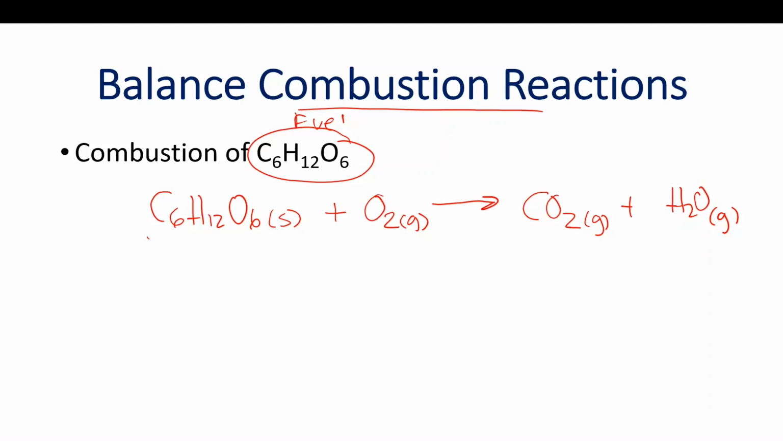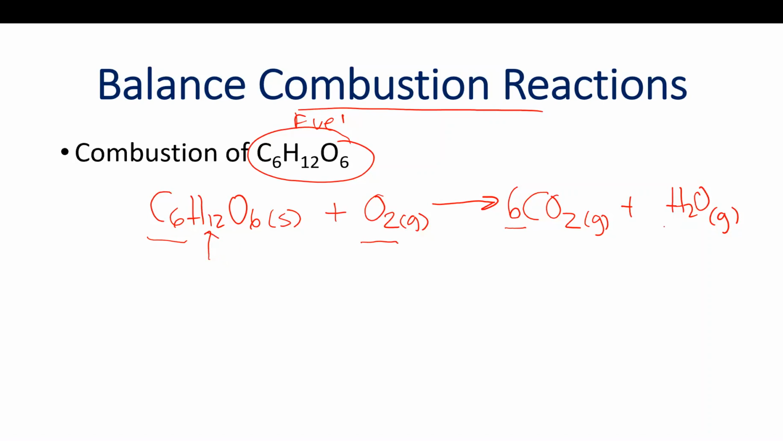So now what do we want to do? Well, we've got to balance. So first metals, no metals. Then we go to nonmetals. I have 6 carbon in the glucose. I only have 1 in CO2, so I put a coefficient of 6 there. Now my carbons are balanced. So I have hydrogen and oxygen. Who am I going to save for last? The diatomic. So I go to my hydrogens.